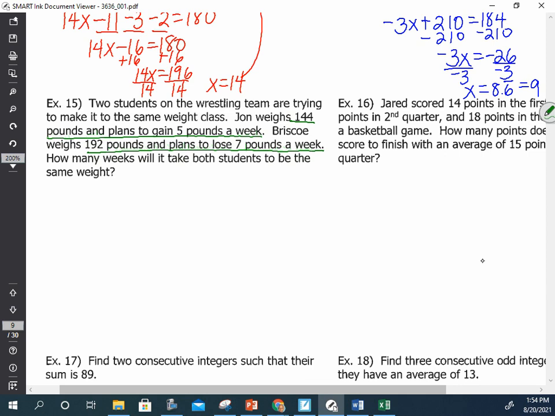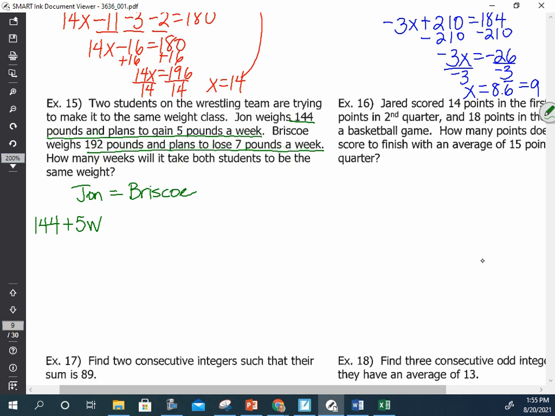So we have John who wants to equal Briscoe in this case. Now we start setting up the problem. In the case of John, he's weighing 144 pounds now, and he wants to gain 5 pounds a week. Gaining as a mathematical operation is adding. So that's plus 5 times the number of weeks he's going to be at this workout program.